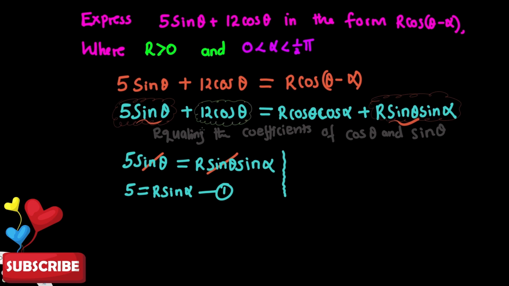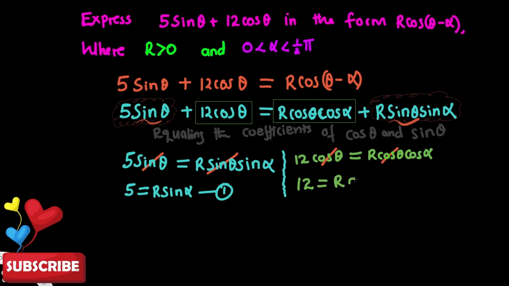The second part, we equate this term and this term, because both of them have cos theta, so we can say these two terms are equal. We can say 12 cos theta equals r cos theta cos alpha. We can cancel cos theta on both sides, which ends up being 12 equals r cos alpha. Now we have equation 2, meaning that we can now solve the two equations.